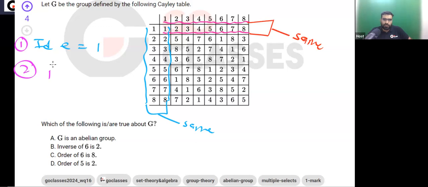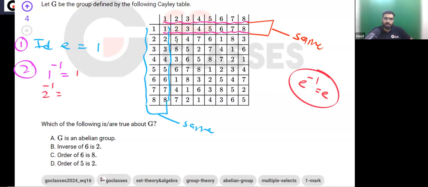Tell me, what is the inverse of the identity element? Remember, the inverse of the identity element will always be the identity element. So the inverse of 1 is equal to 1. What about the inverse of 2? What can you say about the inverse of 2?